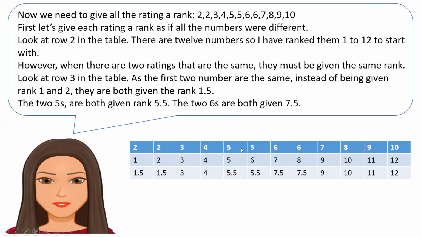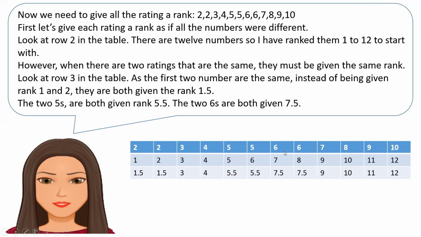Then we have two 5s. They would normally be in position rank 5 and rank 6. But because they have the same rating, we need to give an average of that. So that's 5 plus 6 divided by 2, which equals 5.5. So they're both given the rank of 5.5. Because when we have two of the same ratings or scores, we have to give them the same rank.